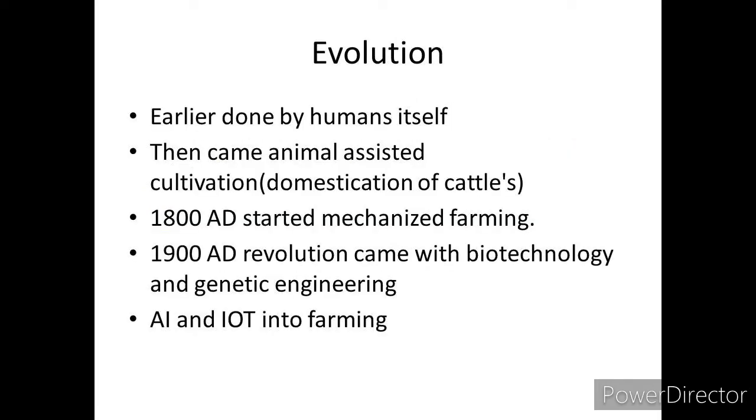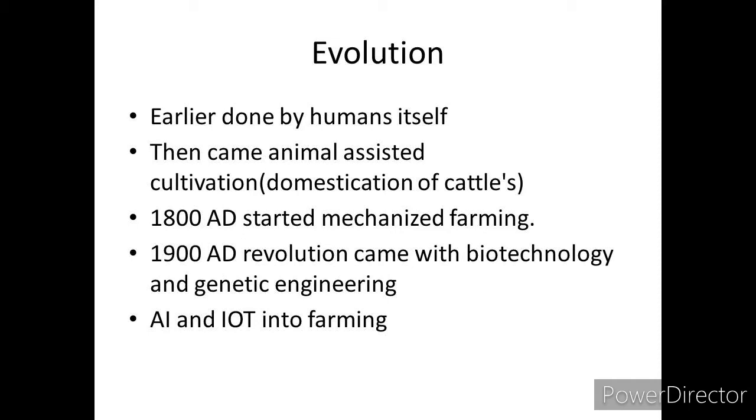Now, when we come to the evolution of farming, earlier farming was done by human beings itself. Then later came animal assisted cultivation, domestication of cattle. We can make use of cattle for ploughing the field, carrying the harvested rice or the harvested agricultural products. Around 1800 AD started mechanized farming.